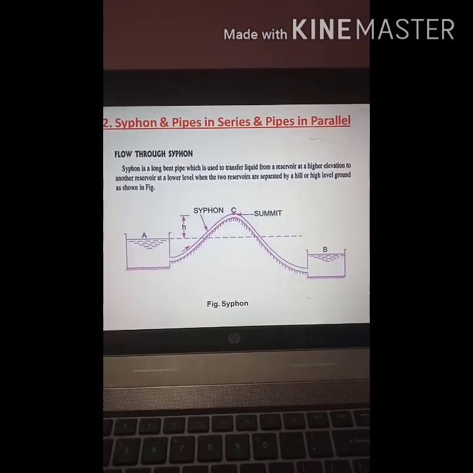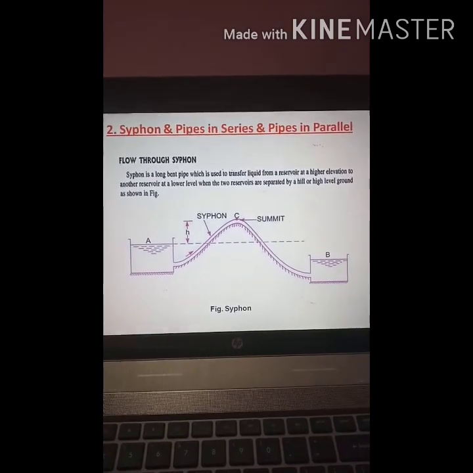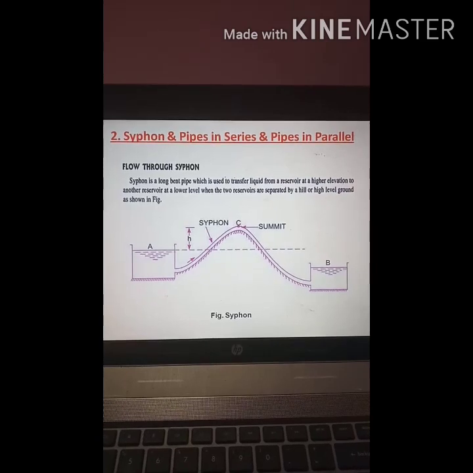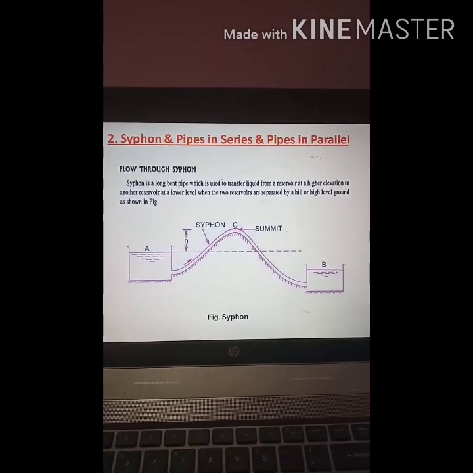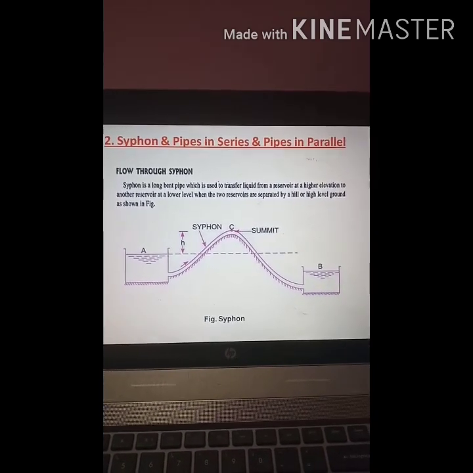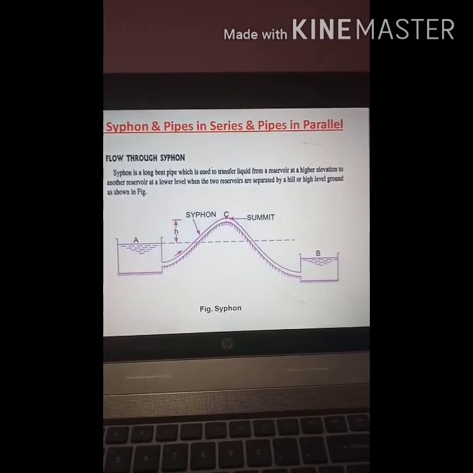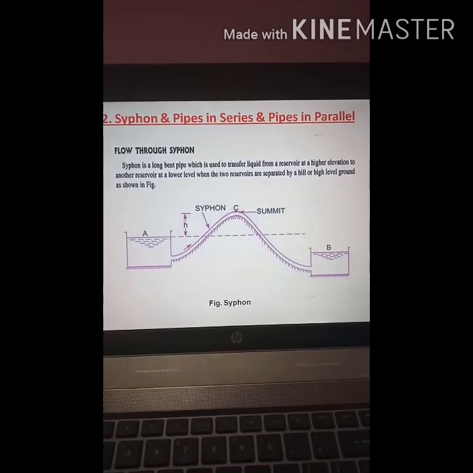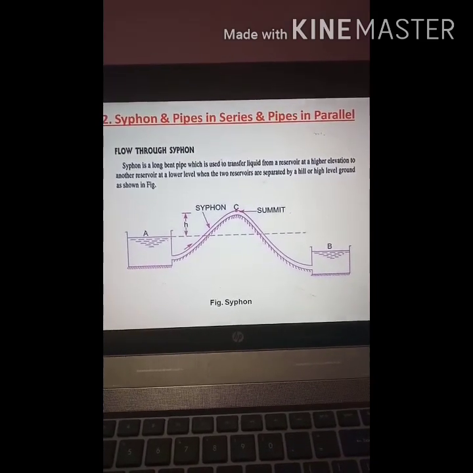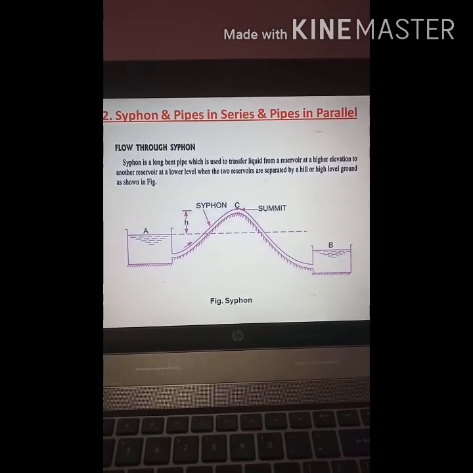Now let us see the working of a siphon. In the figure, there is a point C, capital C, at the top of the hill or mountain, which is called a summit. Summit is a point which is at the highest level in the siphon. It is essential to know the importance of point C, because it is at a higher level than point A. That does not mean that it will have higher energy than point A.